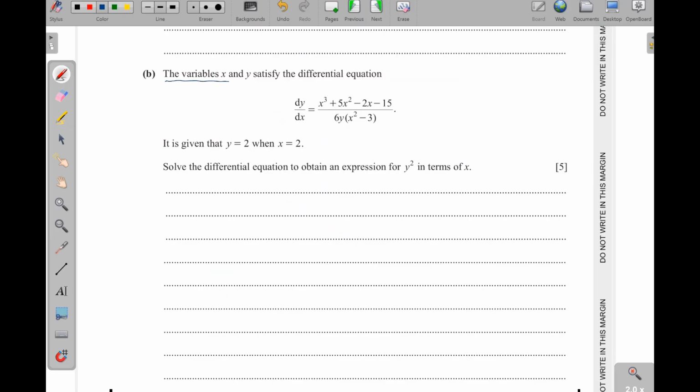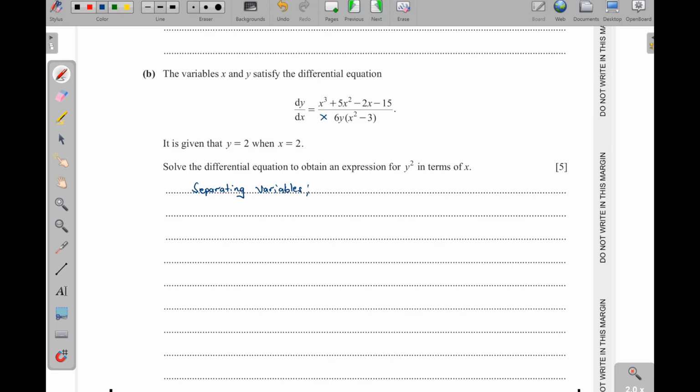Part B, the variables x and y satisfy this differential equation. It is given that y is equal to 2 when x is equal to 2. Solve the differential equation to obtain an expression for y squared in terms of x. So the first thing we do is to separate variables. We need to put y's on one side and x's on the other, so we do that using cross multiplication.